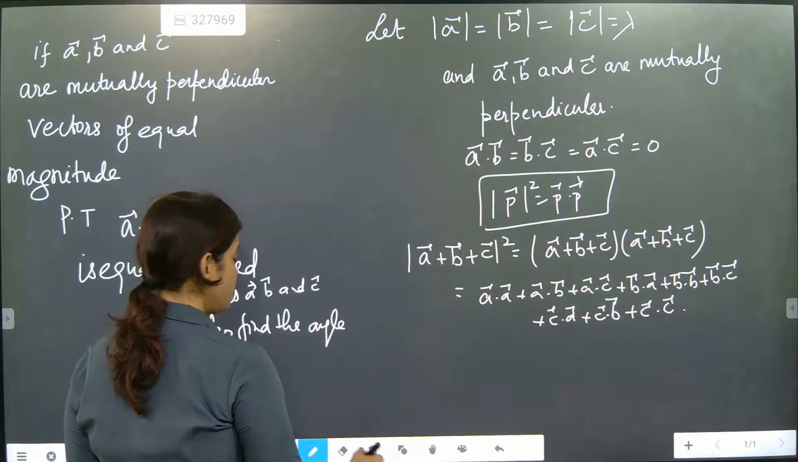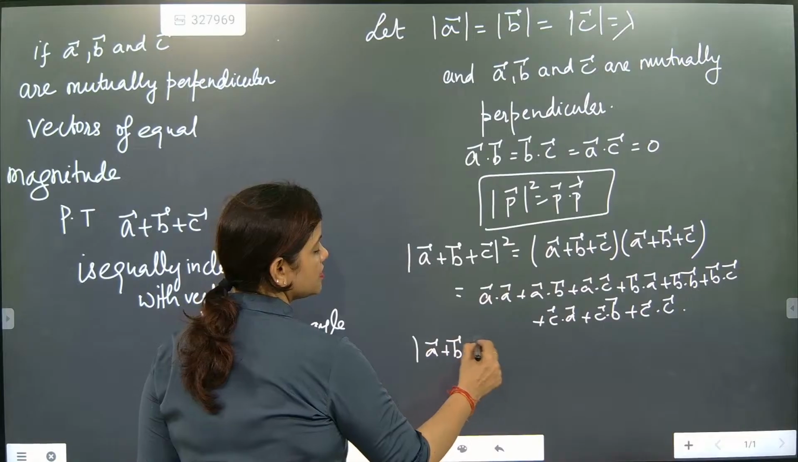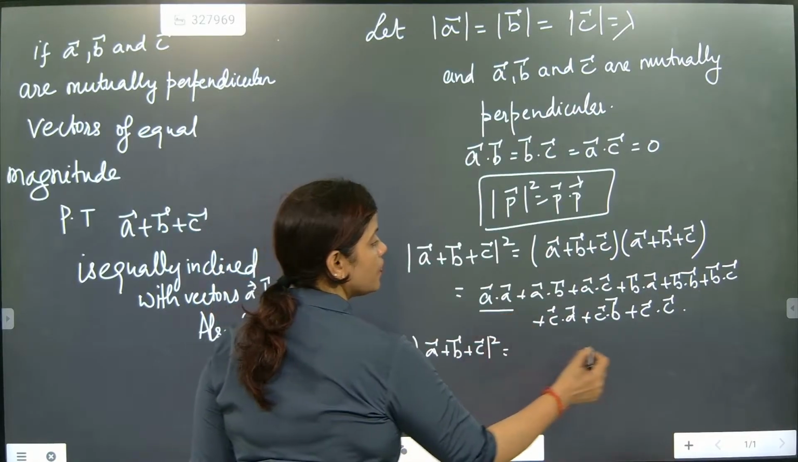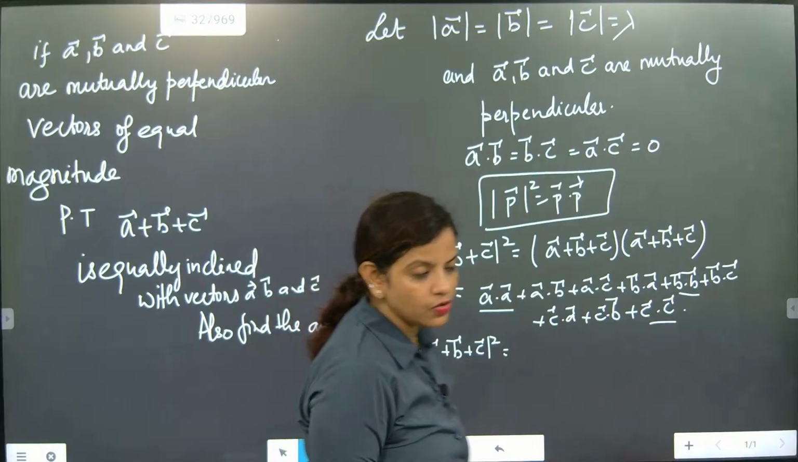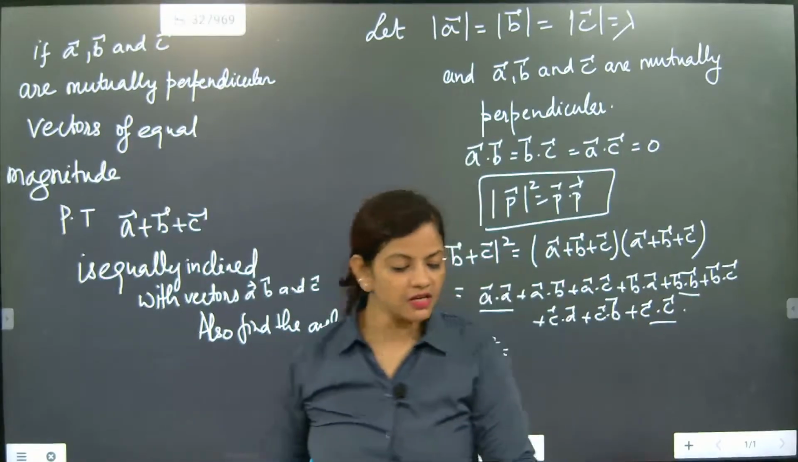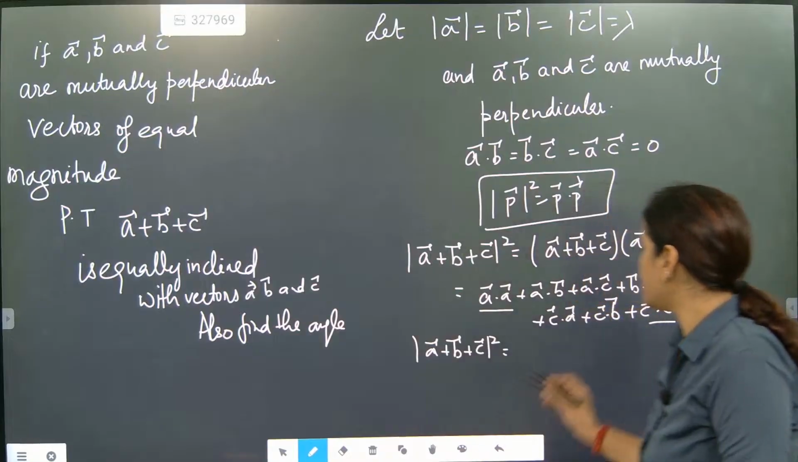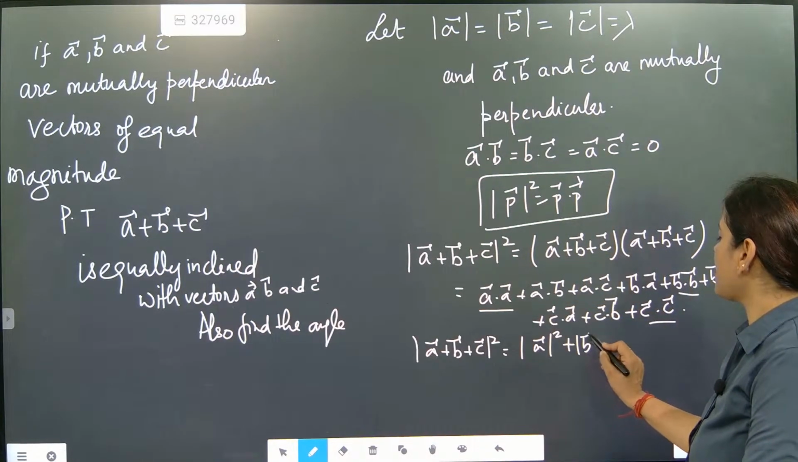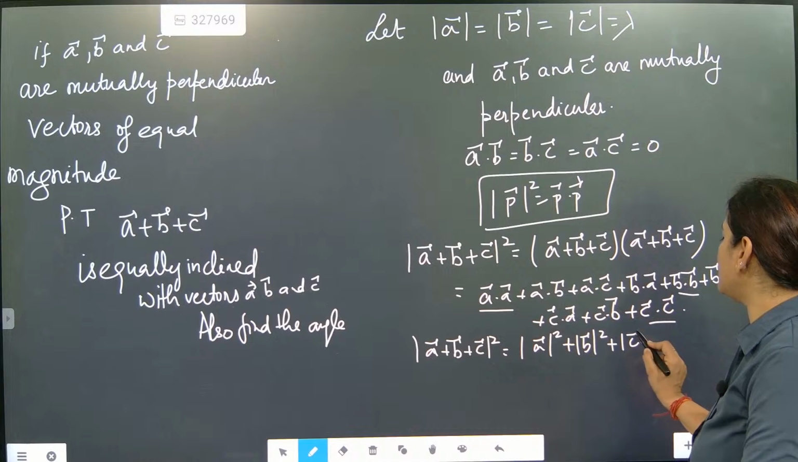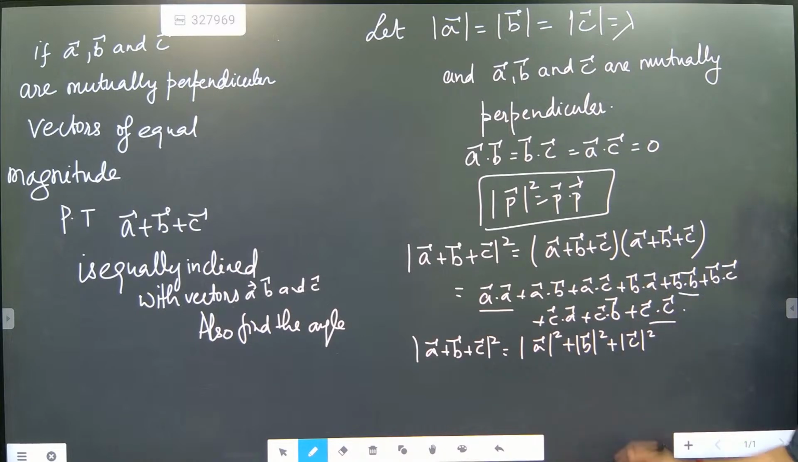Here one thing we must know, that all are perpendicular. So since the case of perpendicular is there, the terms A dot A, B dot B and C dot C remain, but the rest of them will become equal to 0. So what will be left? This part will become magnitude of A square plus magnitude of B square plus magnitude of C square. Done.